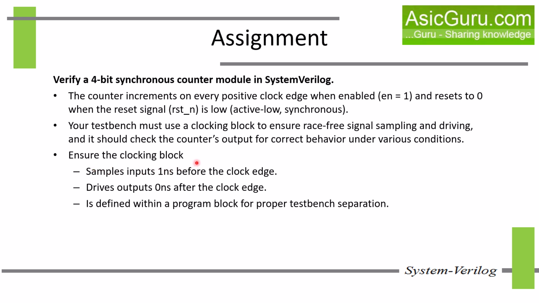Here are some of the constraints for the clocking block. Firstly, it should sample the input 1 nanosecond before the clock edge. Next, it should drive the output 0 nanoseconds after the clock edge, and it must be defined inside a program block, which ensures proper separation from the DUT and supports proper timing semantics.